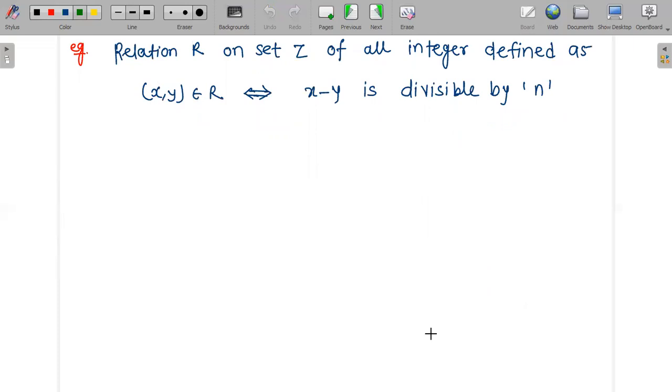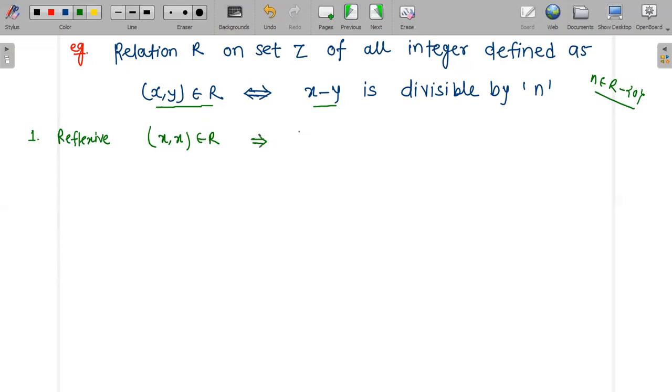Now let me quickly move to the next one, where x comma y are elements associated with the relation R. It is given that x minus y is divisible by n, where n can be any real number except 0. So based on this information, let's try to figure out whether the particular relation is reflexive or not. To check whether your relation is reflexive or not, let me check whether (x, x) is a part of relation R or not.